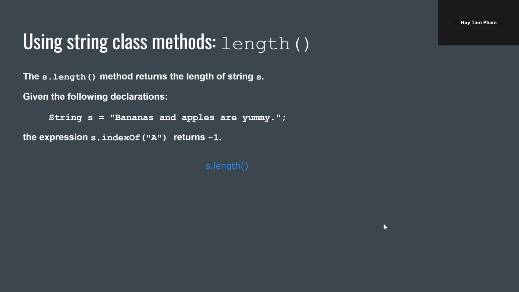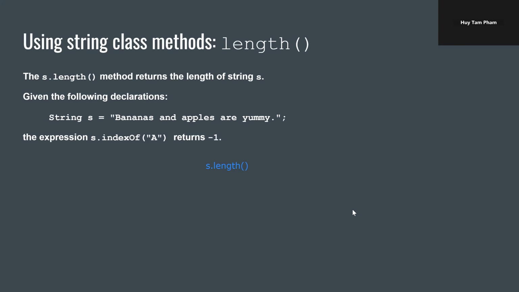So BANANAS white space AND white space APPLES white space ARE white space YUMMY and then a full stop and then a full stop. So that's gonna be 29.